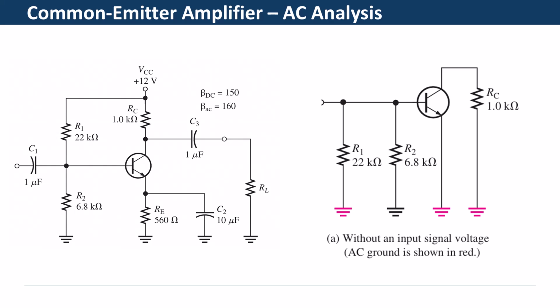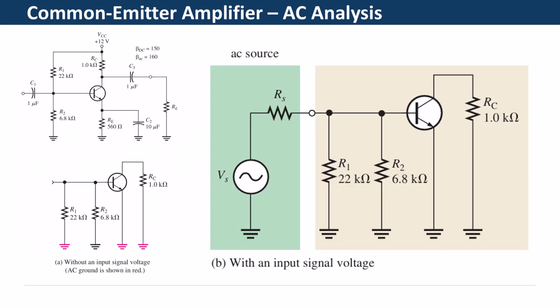In the AC equivalent circuit for the common emitter amplifier, notice that both RC and R1 have one end connected to an AC ground, shown in red because in the actual circuit they are connected to VCC, which is in effect an AC ground. In AC analysis, the AC ground and the actual ground are treated as the same point electrically. The amplifier is called a common emitter amplifier because the bypass capacitor C2 keeps the emitter at AC ground. Ground is the common point in the circuit.